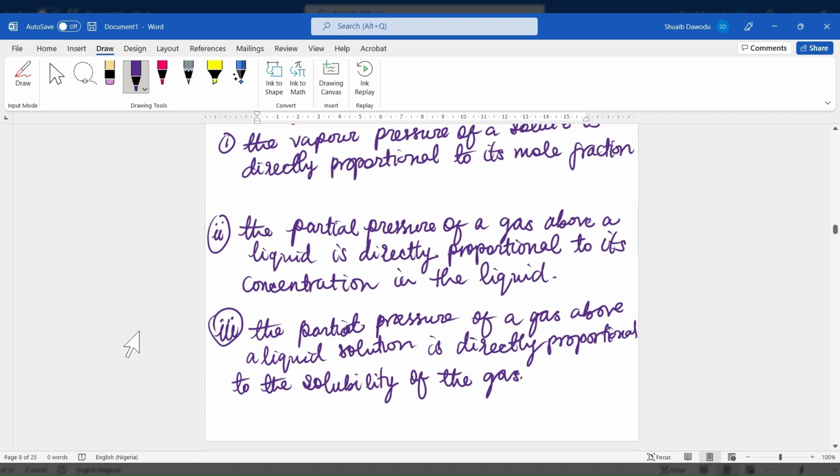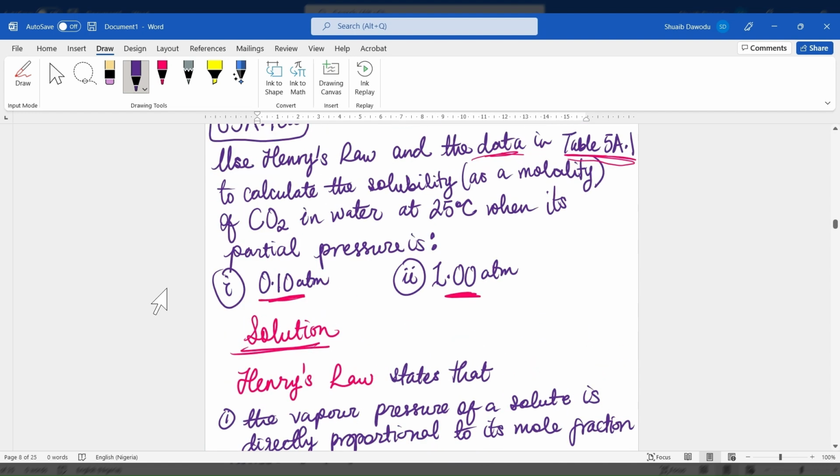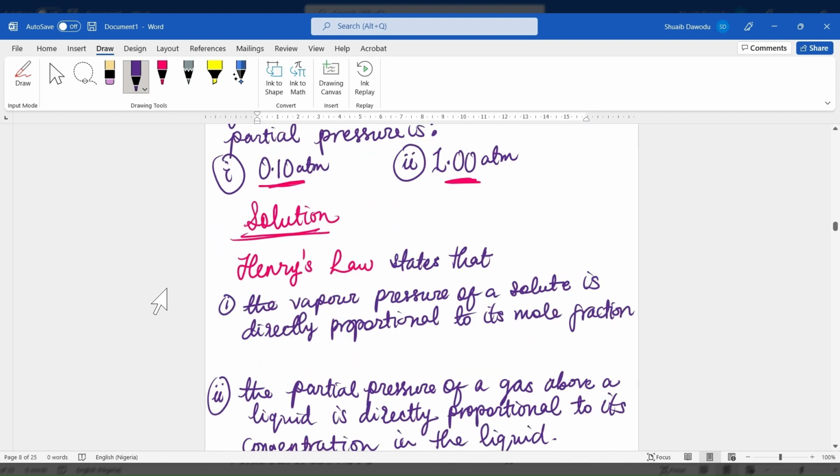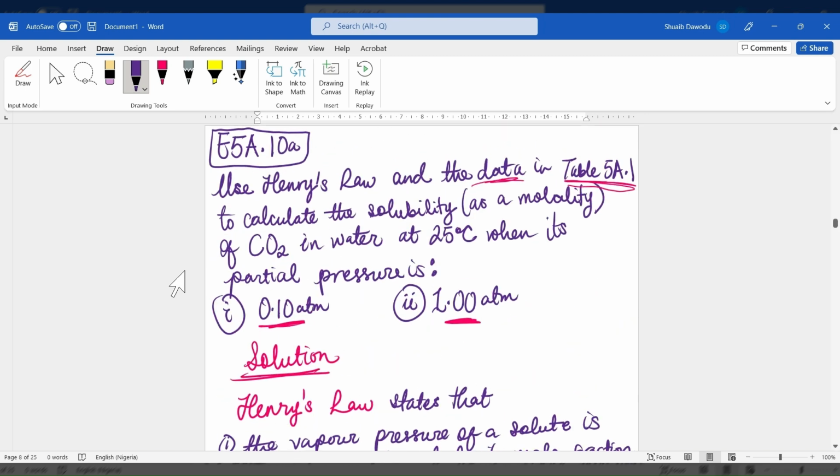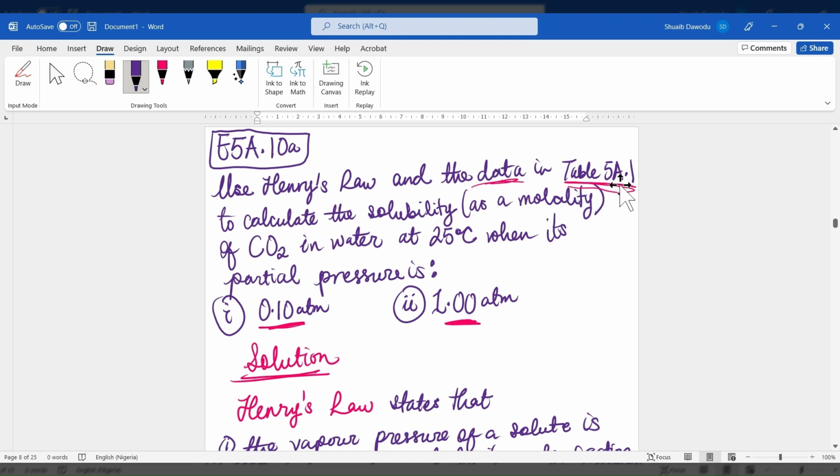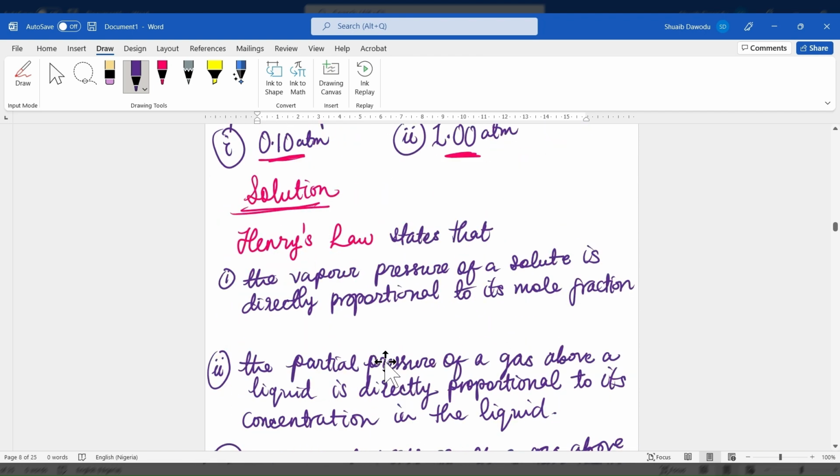Now, you're going to be like, okay, she's written a bunch of stuff, and I just thought this was a simple, direct question. The truth is, a lot of physical chemistry questions can be very direct in calculation if you already know the formula, but direct calculation does not mean understanding of the concept and understanding what is actually going on as you're calculating. So that's why I'm here. Use Henry's law and the data in table 5.8.1 to calculate the solubility as a molality of CO2 in water at 25 degrees when its partial pressure is 0.10 atmosphere as well as 1.0 atmosphere.